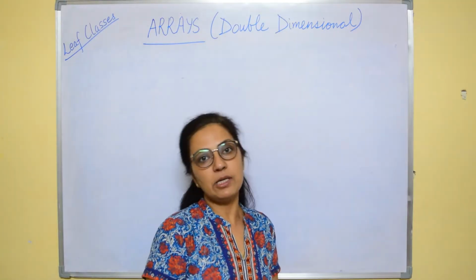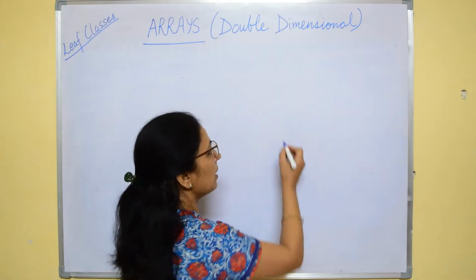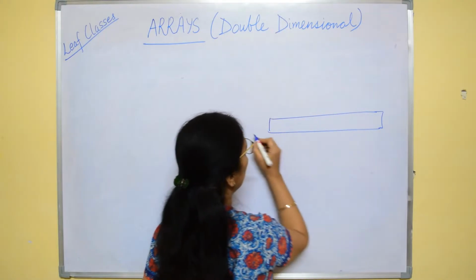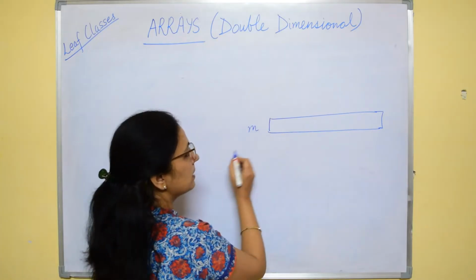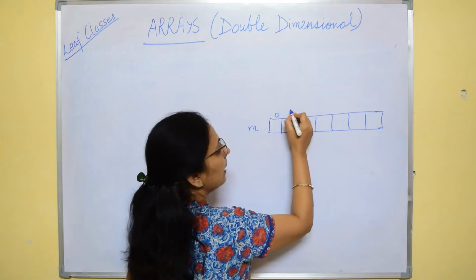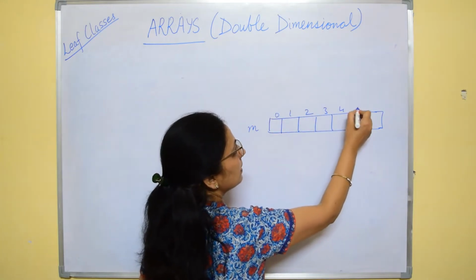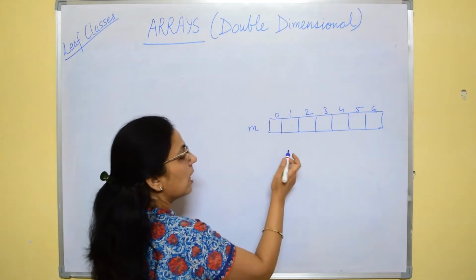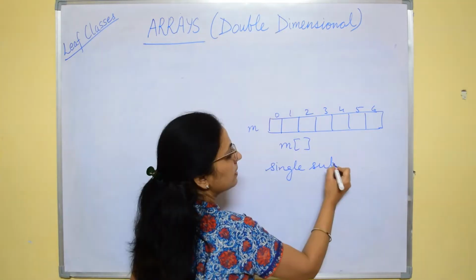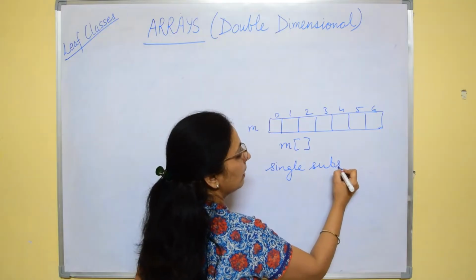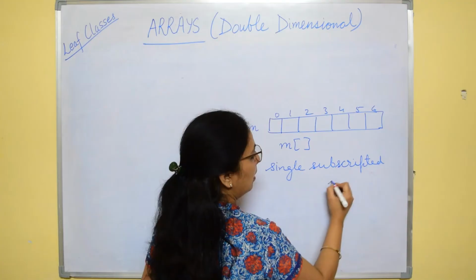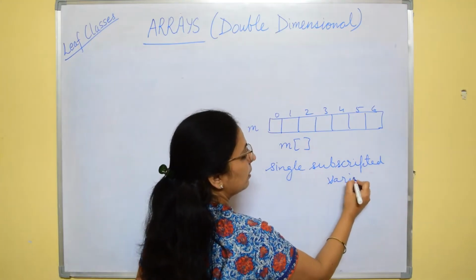In single dimensional array we have seen that the array structure is in one row. Suppose M is the array name, then we store the elements in different columns in the single row like this. So this is single dimensional array or single subscripted variable.